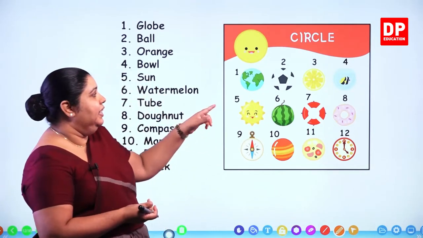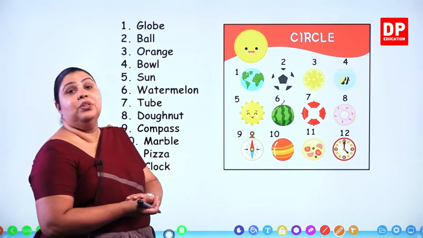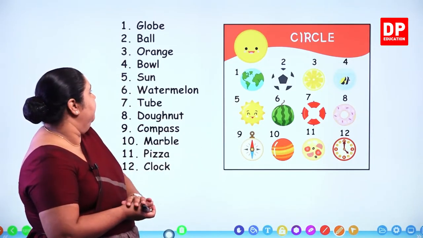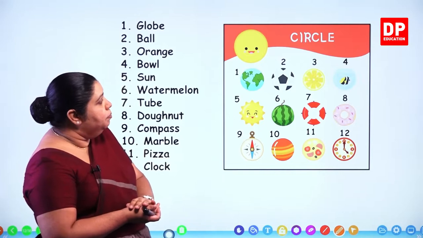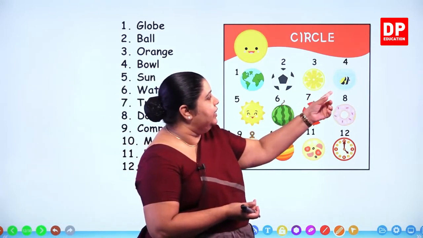When we cut it like this, it looks like a circle. Then number 4, bowl. Look at this.